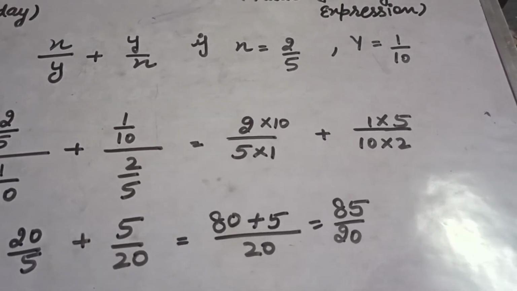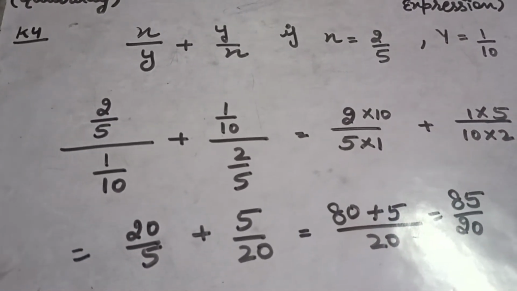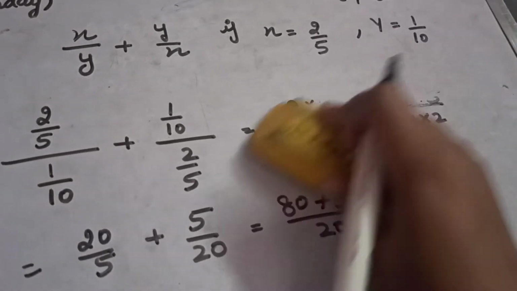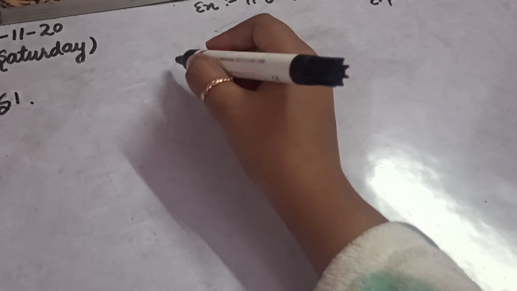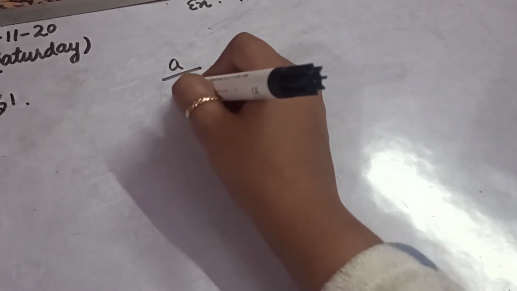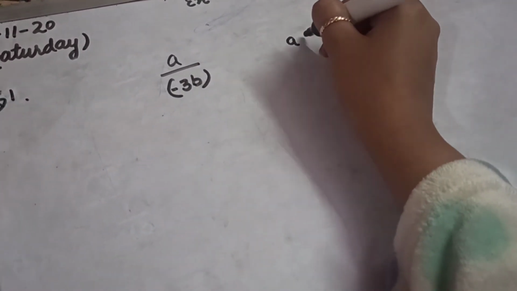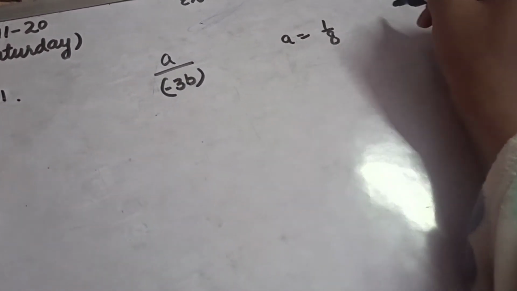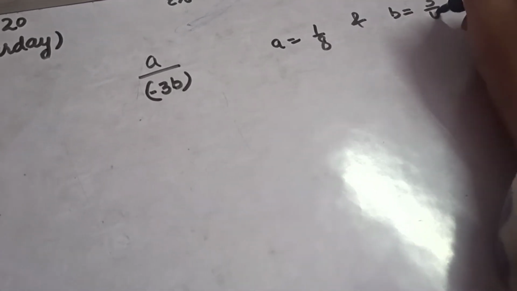Now come to the S1. Find the value of the expression a by minus 3b. KS1, not K5. Value of a by minus 3b. In this the values are given: a equals 1 by 8 and b equals 3 by 4. Right? These are the values given.